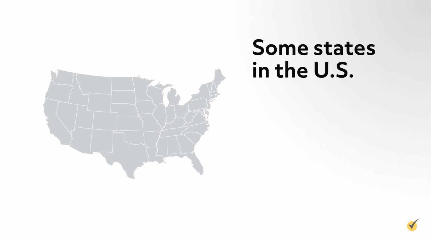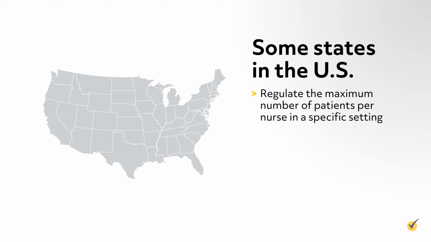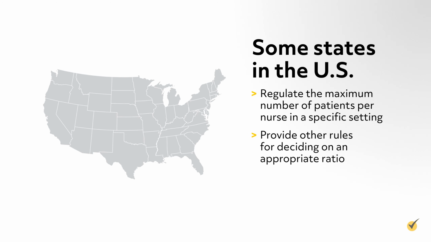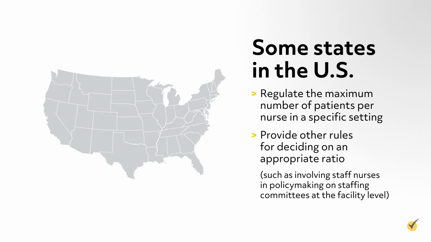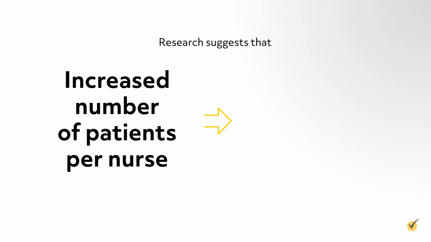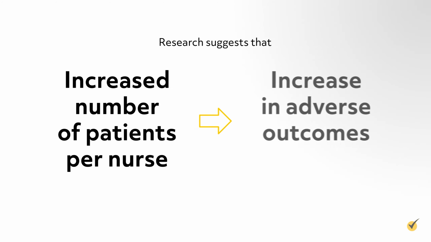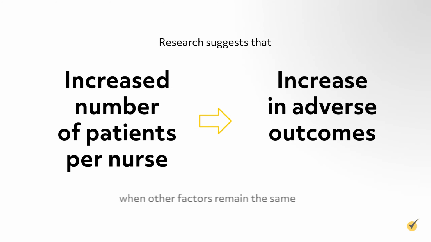Some states in the U.S. regulate the maximum number of patients per nurse in a specific setting, or provide other rules for deciding on an appropriate ratio, such as involving staff nurses in policymaking on staffing committees at the facility level. Research suggests that an increased number of patients per nurse is generally associated with an increase in adverse outcomes for those patients when other factors remain the same.